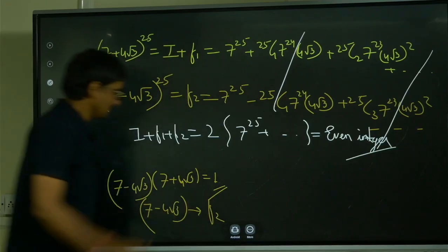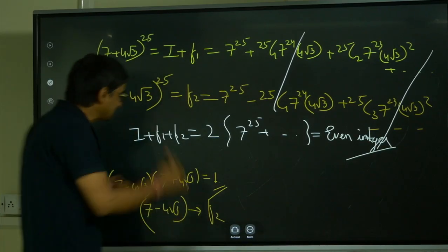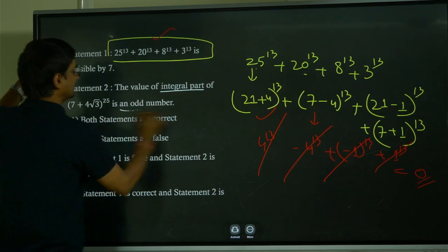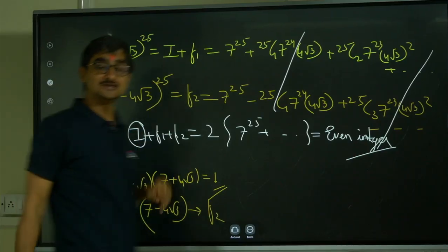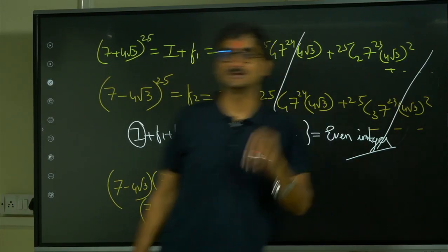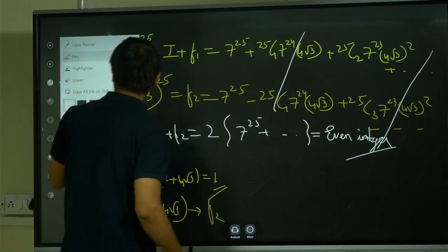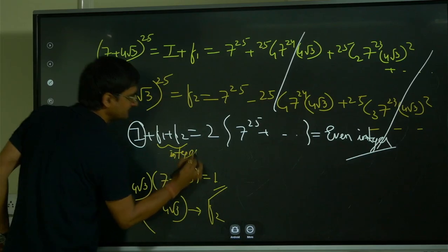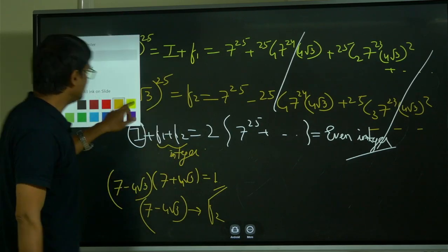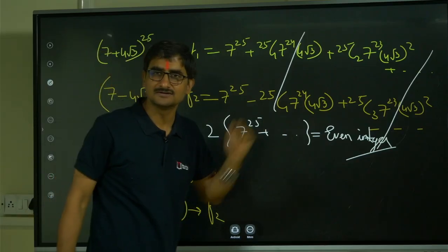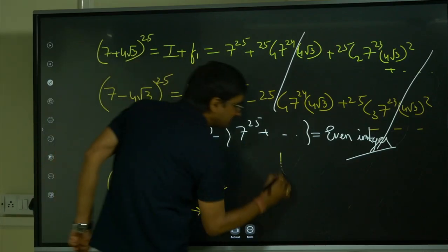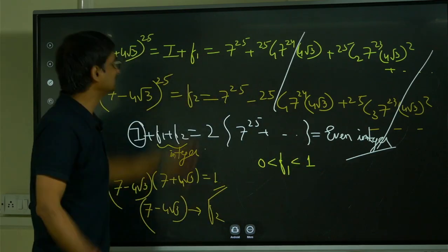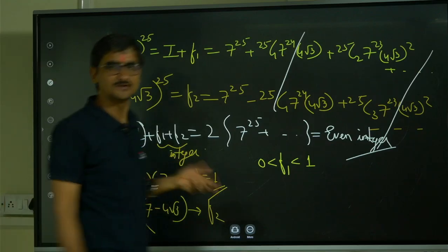Bachcho, now the left side. We have to get this integral part, isn't that so? The integral part of this is an odd number. For that we need to check or get f1 plus f2. Now how? See, simple. That has to be an integer. All of you agree? Bachcho, that has to be an integer, because integer plus integer can only give us an integer. But f1 is a fraction between 0 and 1. It can't be 0. Why? Because 7 plus 4 root 3 is not an integer.